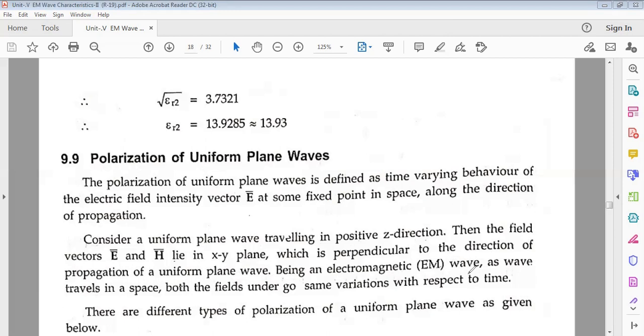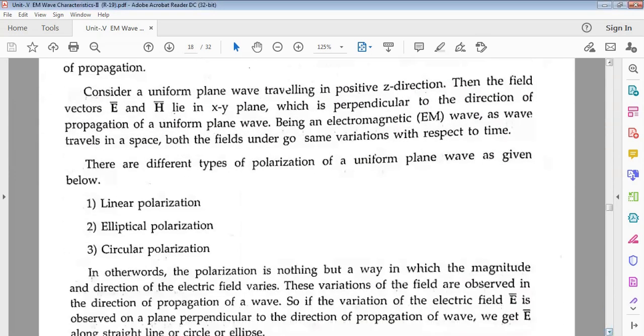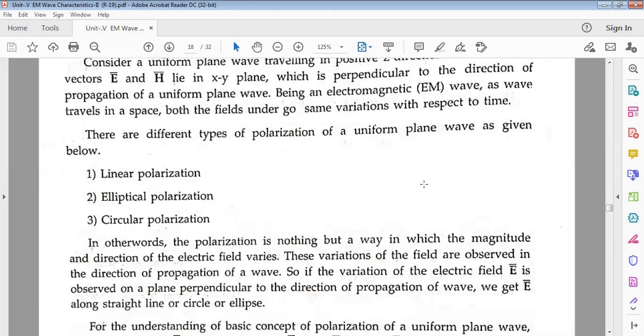Being an electromagnetic wave, as the wave travels in space, both the fields undergo some variations with respect to time. There are three different types of polarization of a uniform plane wave: one is linear polarization, second one is elliptical polarization, and third one is circular polarization.